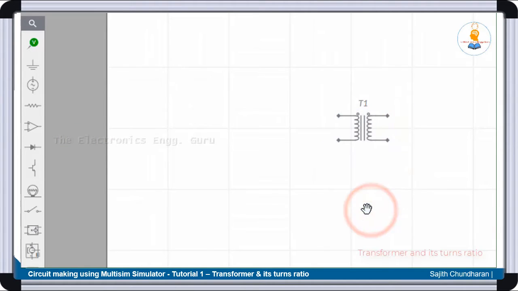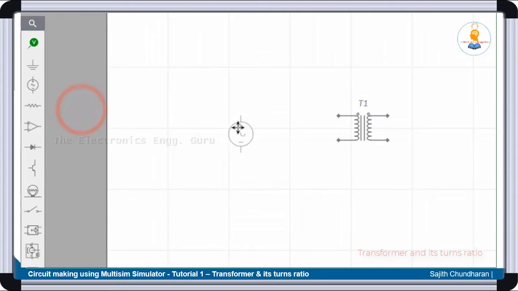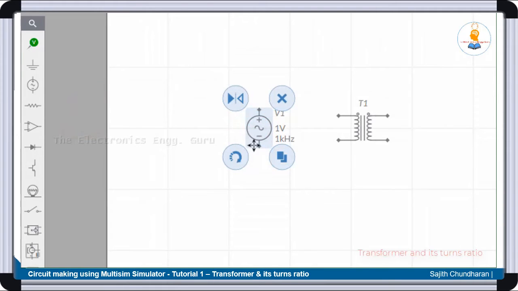Now let us give supply voltage for it. Normally a transformer works only with AC voltage, so you have to give a supply of AC. So where do I find the AC source? Here it is, source. All the DC sources and AC sources you will be able to find at this particular place. Click on the source, and you can see that there are different types of source. Most of them are not very important for us. AC voltage and DC voltage are the important ones. For this transformer we need AC voltage. Let us click on the AC voltage. Left click, and the component gets selected by itself, and then place it on the screen. Left click again, so it is placed.